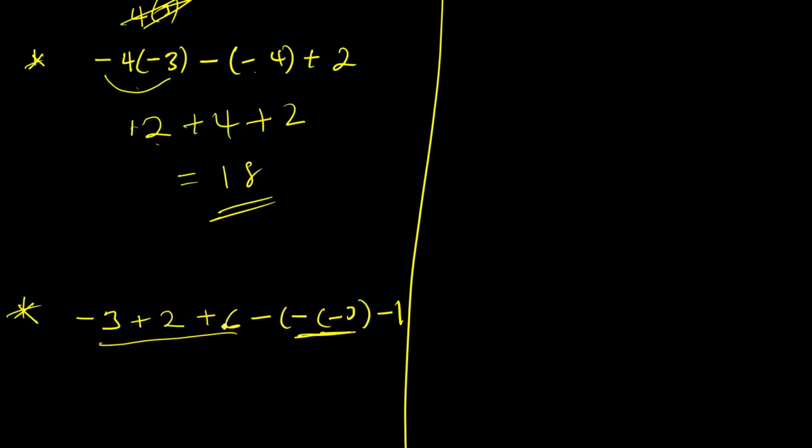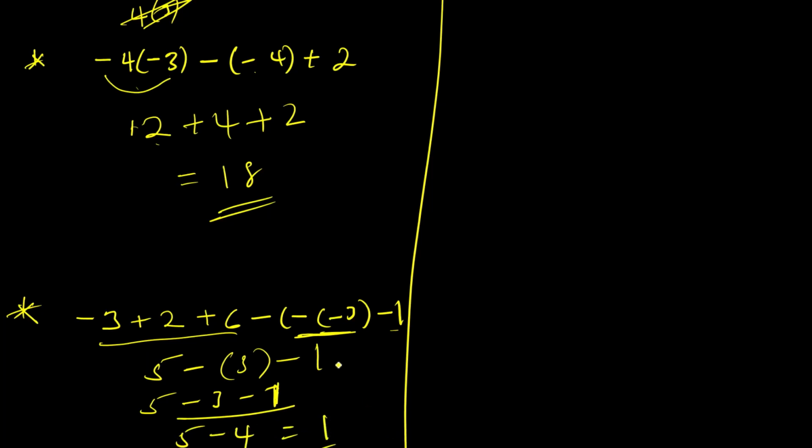So let's deal with this side first. We have 8, so we have 5 here, because 8 minus 3 is 5. We have minus here, so minus is plus, so we have 3 minus 1. So 5 minus 3 minus 1 is seen as 5 minus 3 minus 1. So minus 3 minus 1 is minus 4. So 5 minus 4 is 1. All right.